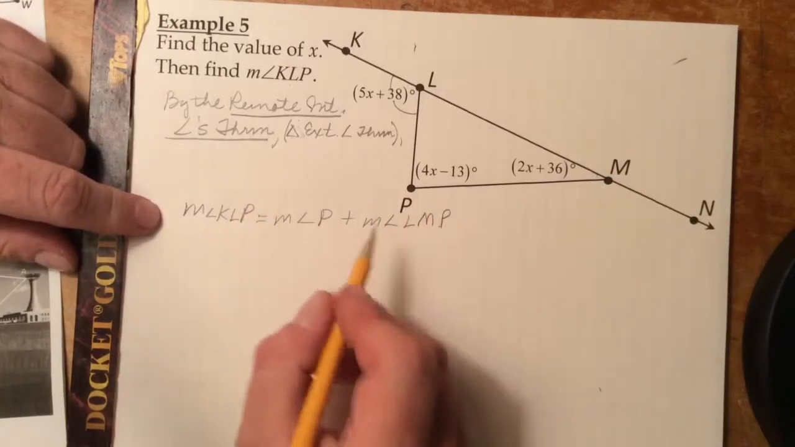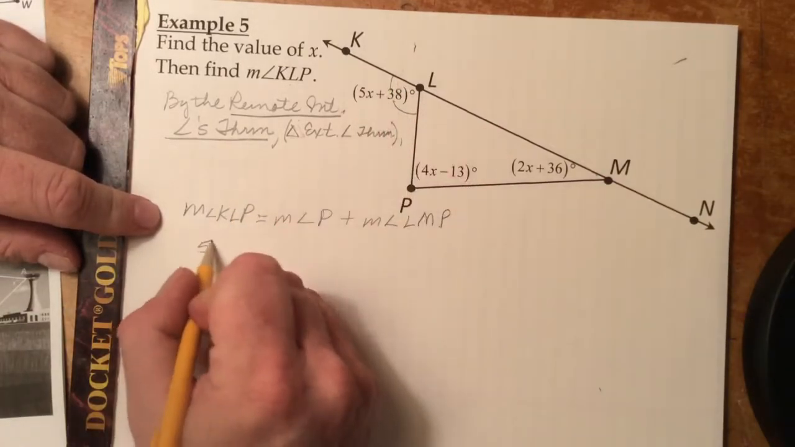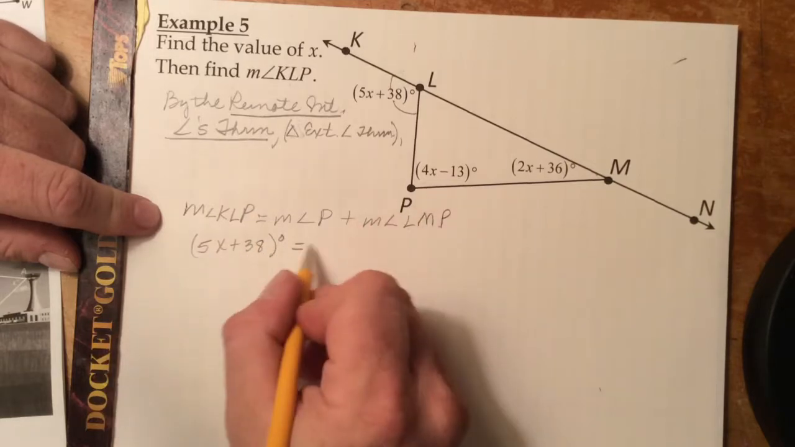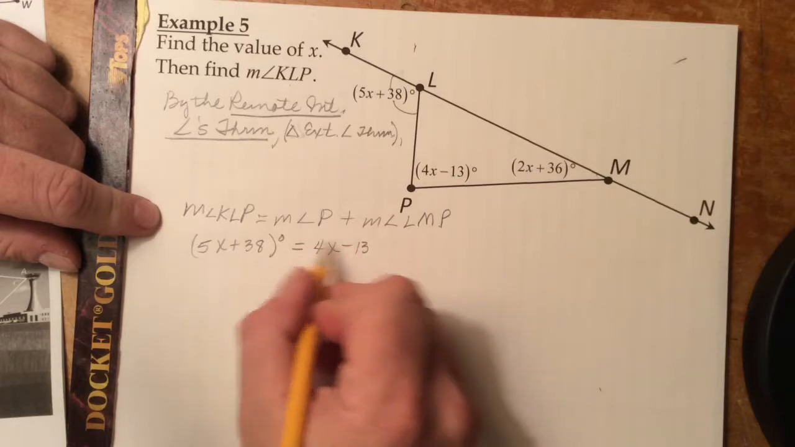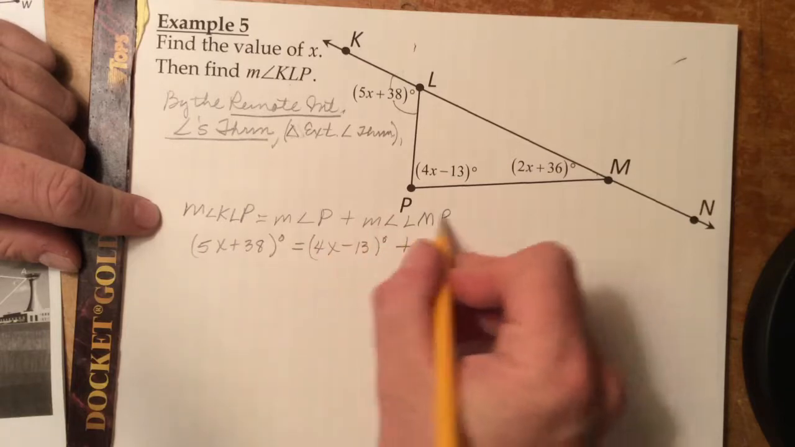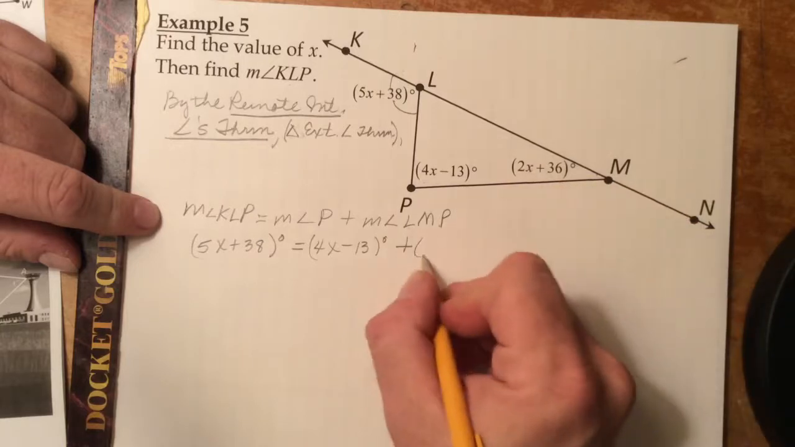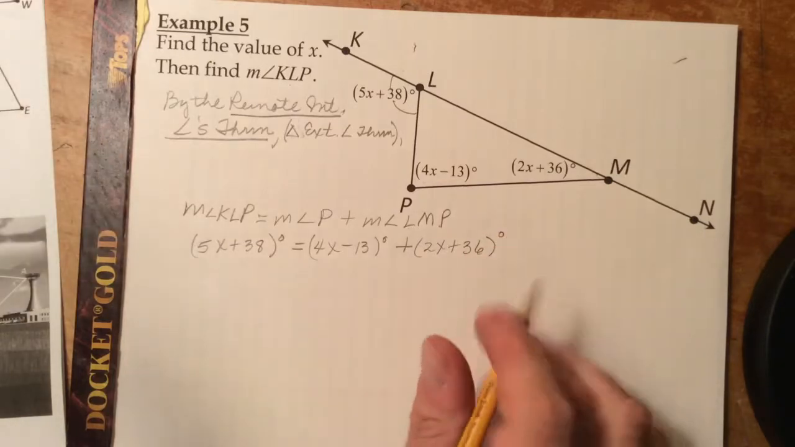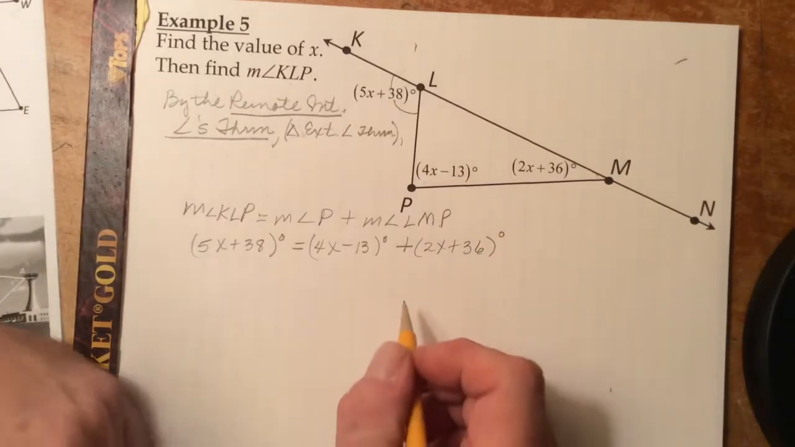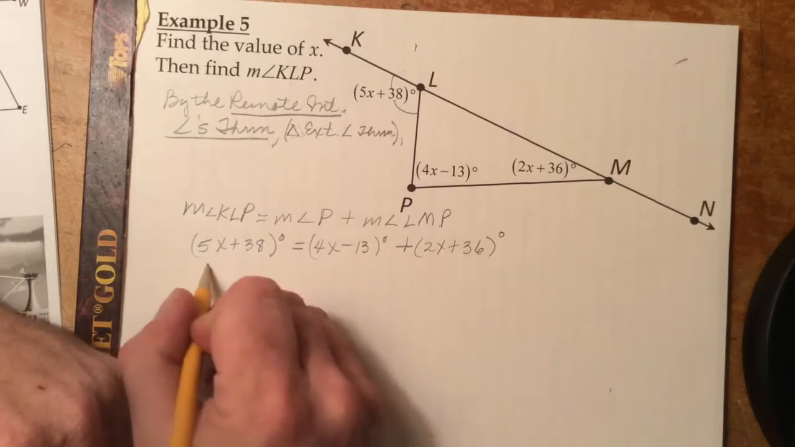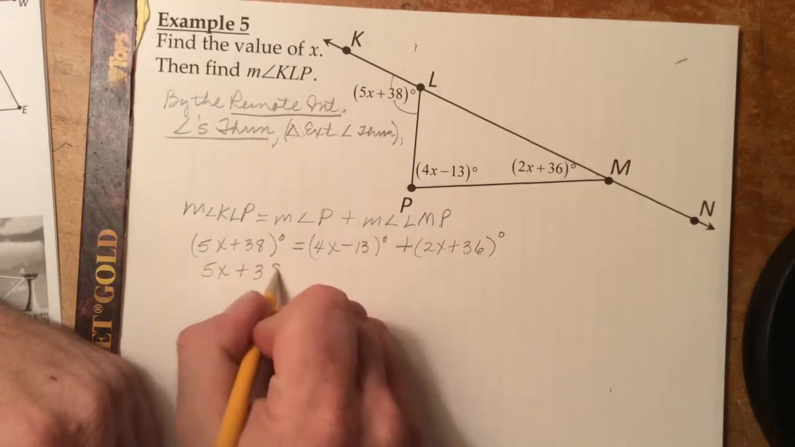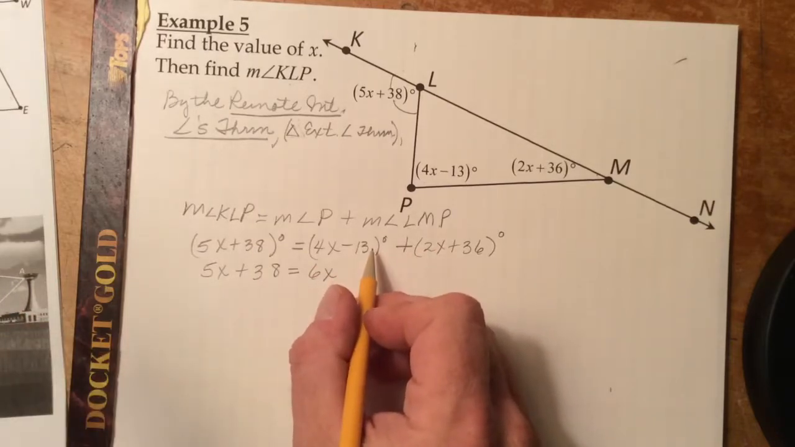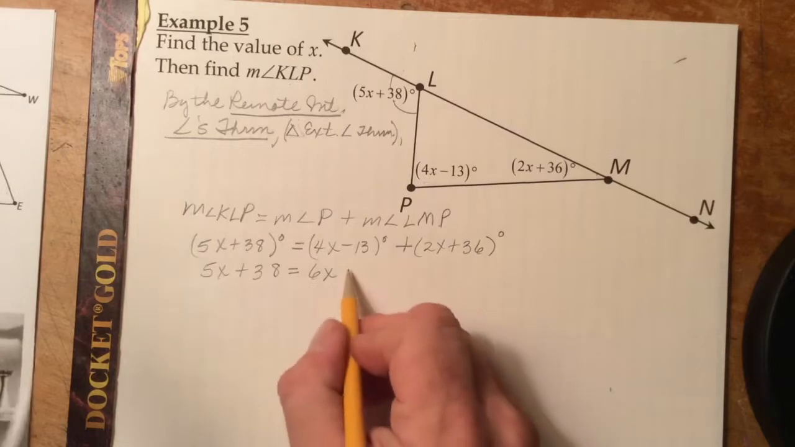So the measure of angle KLP is given to us as 5x plus 38 degrees equals the measure of angle P, which is 4x minus 13 degrees, plus the measure of angle LMP, which they give us is 2x plus 36 degrees. Now we have an equation to solve. Drop the parentheses, combine like terms on the right side. We get 5x plus 38 equals 4x plus 2x is 6x minus 13, and then plus 36 is plus 23.